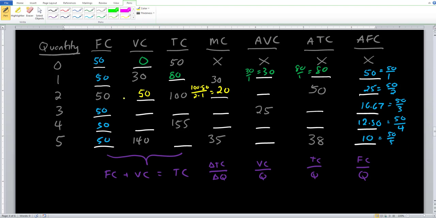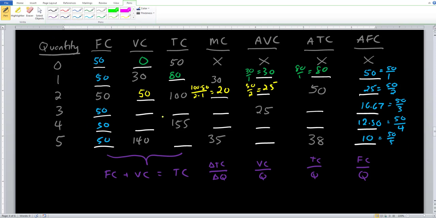Average variable cost, we take variable cost, 50, divided by our quantity. 50 divided by 2 will give us 25 right there. Average total cost, 50, that's given to us, and we're good to go for row number 3. Row number 4 is going to be a little bit more difficult because we only have one piece of information.